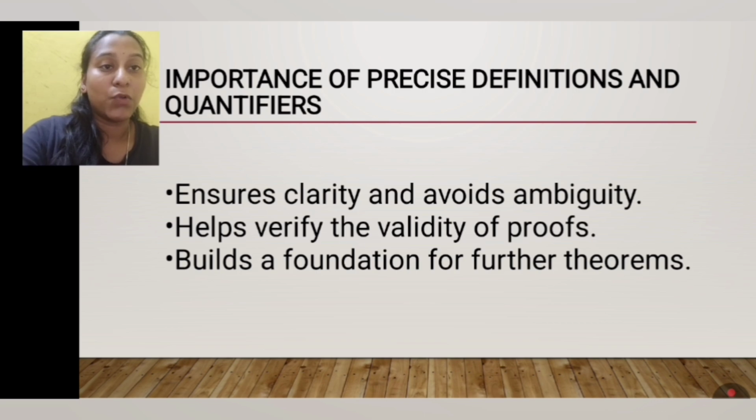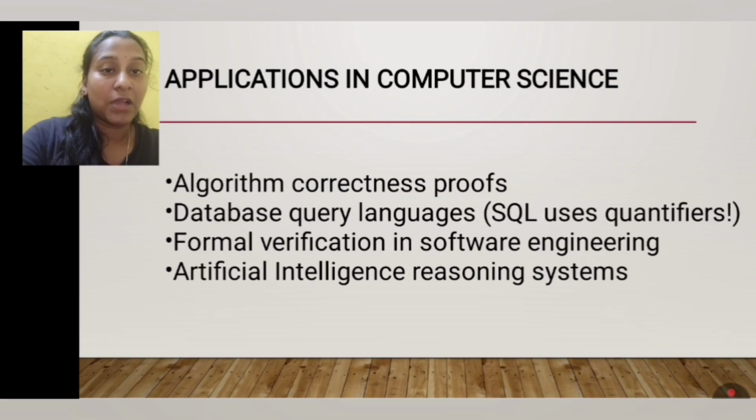Then, the importance of precise definitions and quantifiers: they ensure clarity and avoid ambiguity, help verify the validity of proofs, and build a foundation for other theorems. Applications in computer science include algorithm correctness proofs, database query languages, formal verification in software engineering, and artificial intelligence reasoning systems.